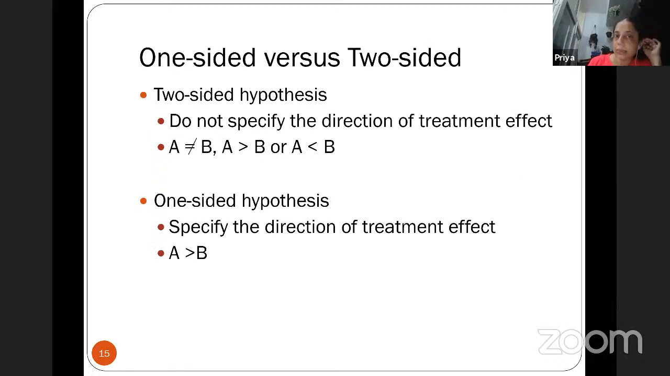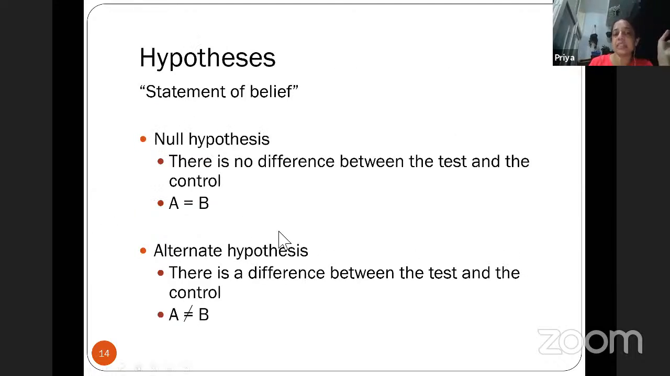There is one other concept known as a one-sided versus a two-sided hypothesis. Look at my previous slide. I have just said that there is a difference between the test and the control. I have not said which one is going to be better. When we do a study, we expect that the active treatment arm will be better than the control arm. But you must remember that there is a possibility that the new, experimental treatment may actually be worse than the control arm, and you have to allow for that. You have to be able to pick that up in the testing.